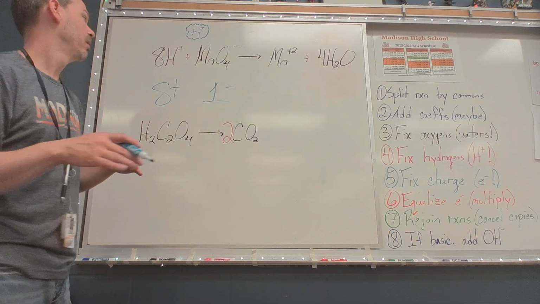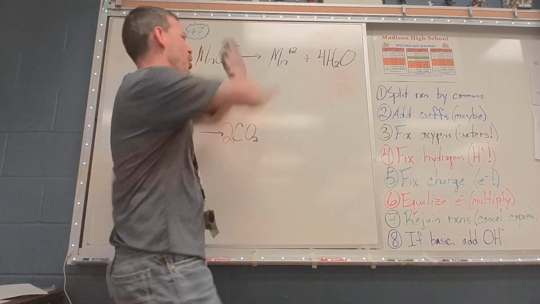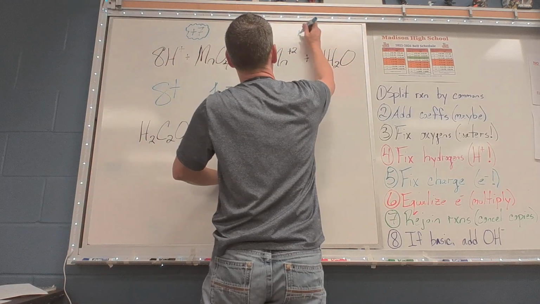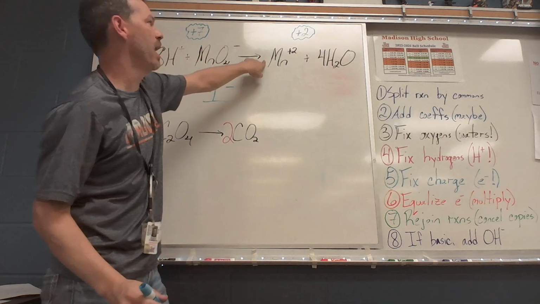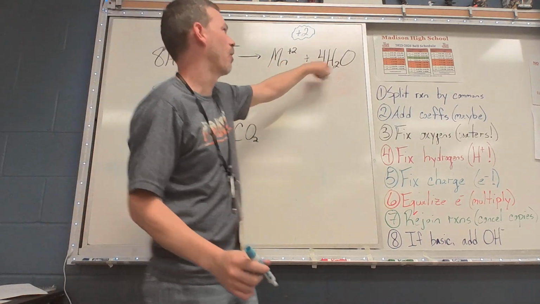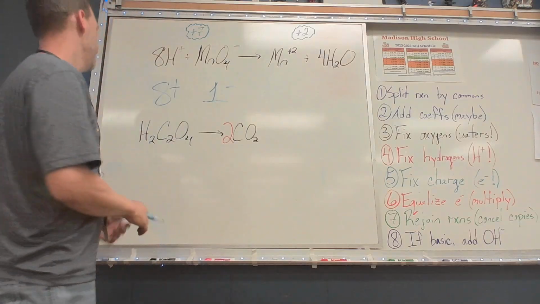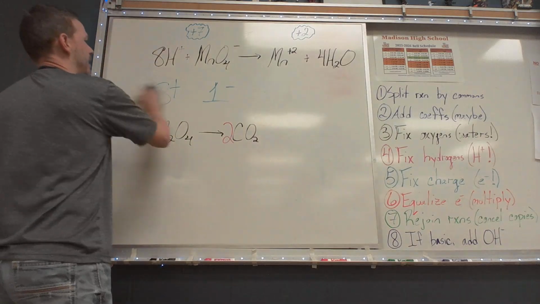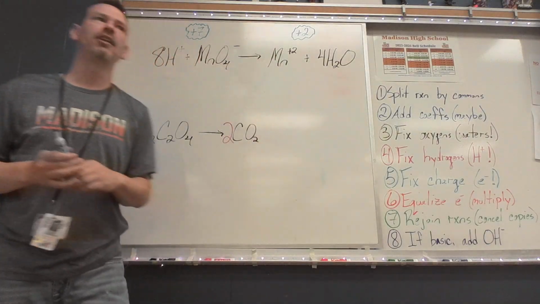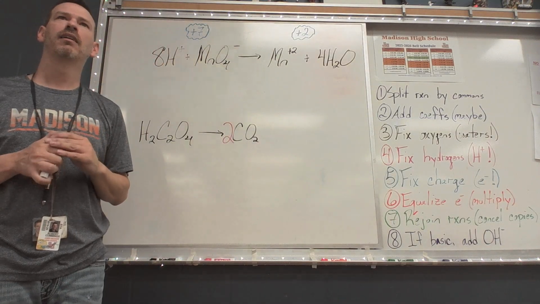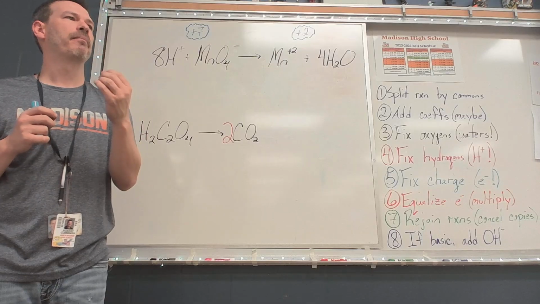All right. Over here, anybody want to guess? What's the total charge on the right? Plus 2. Because there's 1 plus 2 and there's 4 neutrals, right? There's no charge on water. So now I've got the charge on the left and on the right. They have to be the same.